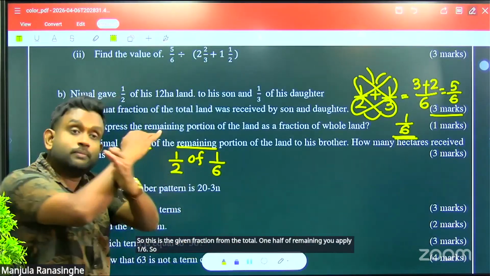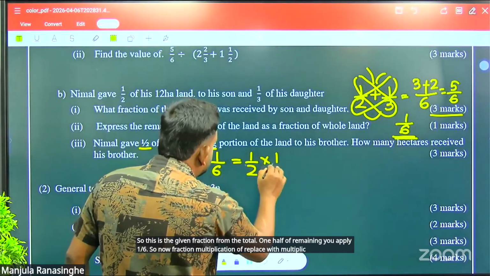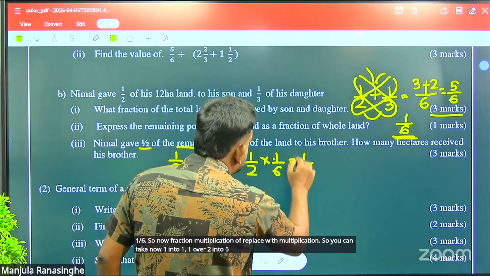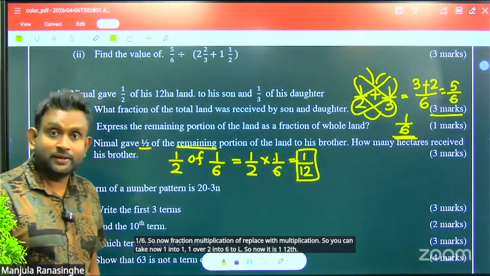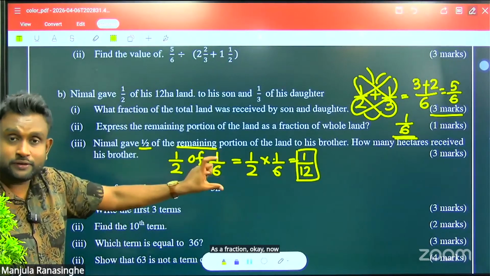1/2 of the remaining, you apply 1/6. So now, fraction multiplication: replace "of" with multiplication. So you can take 1 into 1, 1 over 2 into 6, 12. So now it is 1/12 as a fraction. Okay, now that is 1/12 as a fraction.